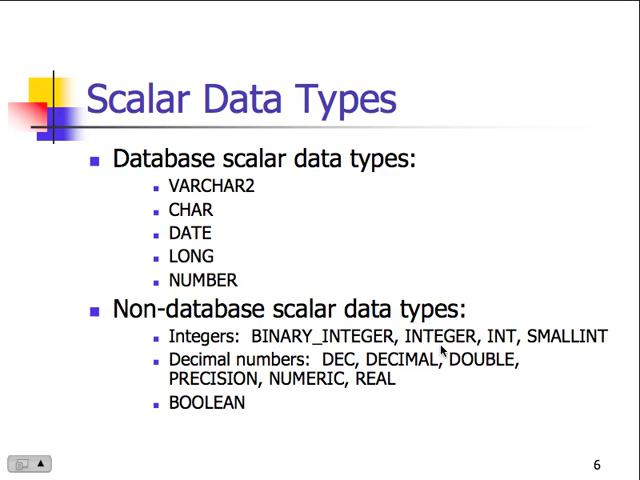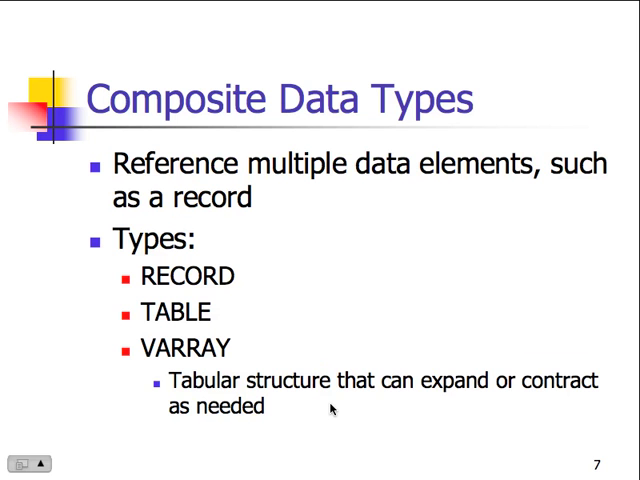Non-database scalar data types are also supported. We can do integers, we can do decimal numbers, doubles, precisions, booleans for true or false, 0 or 1 kind of logic. And then we also have composite data types for arrays, tables, dictionaries, things like that. So we have one called the record. We have one called the table. Java doesn't have a data type called table. It doesn't have one called record or row either.